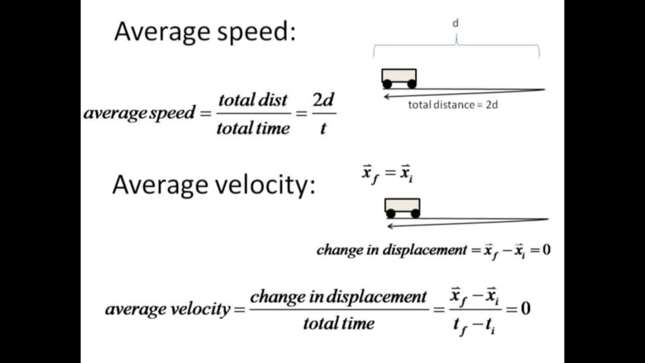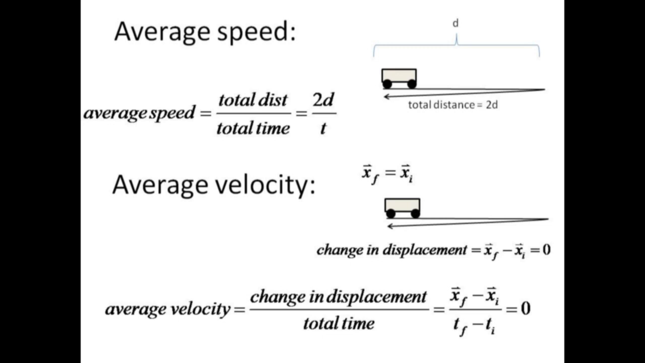Let's use the same data to distinguish the difference between speed and velocity. Now, average speed is defined as the total distance traveled divided by the total time that transpires. Thus, a cart passing a certain point, traveling to the end of the cart and returning to the same point, has an average speed given by twice the one-way distance divided by the time interval.